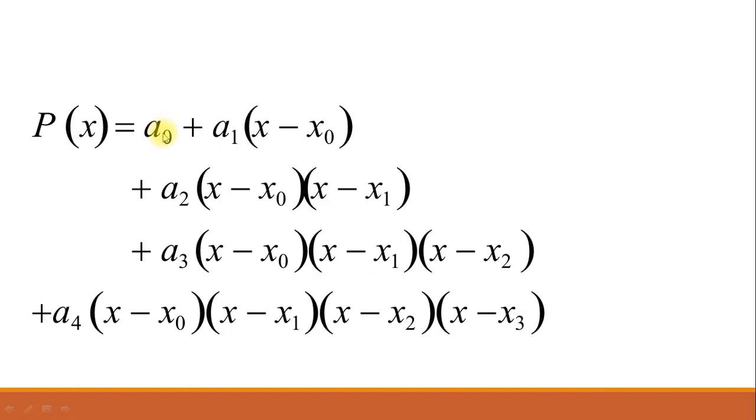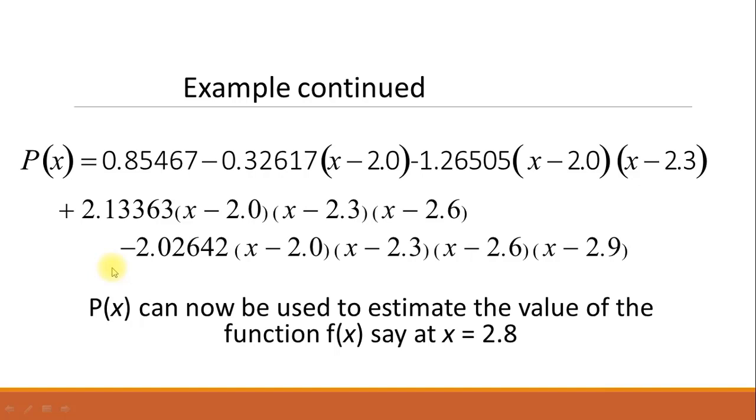From the table, putting the values of x naught, x1, x2 and x3, and putting the values of the coefficients from the previous slides, a naught, a2, a3, a4, we get p of x is equal to 0.85467. This is the value of a naught, minus a1, this is the value of a1, into x minus x naught, and this is the value of x naught from the table. So this is the value of a2, x minus x naught into x minus x1. This is the value of x naught, and this is the value of x1.